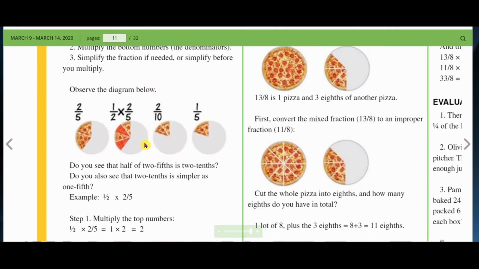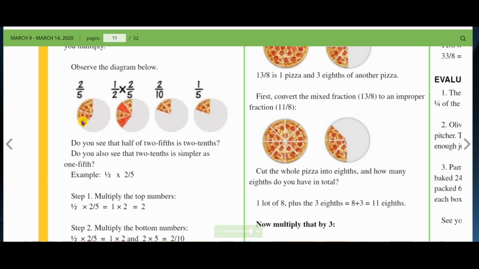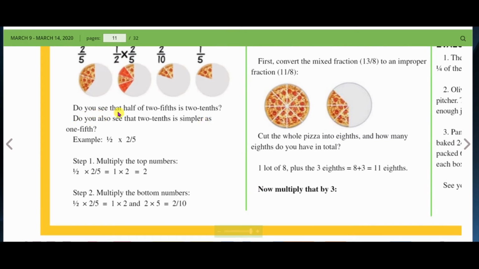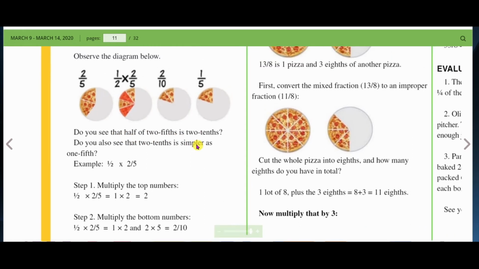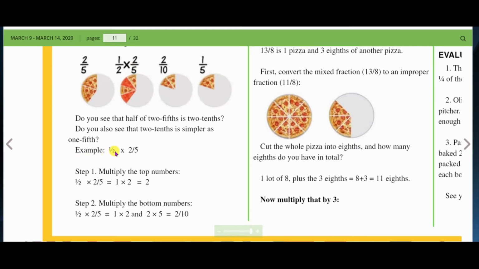Observe the diagram below. So we have 2/5, 2 parts out of 5. We have a half times 2/5, 2/10, 1/5. Do you see that a half of 2/5 is 2/10? Do you see that 2/10 is simpler as 1/5? So here we have 2/5, and a half of the 2/5 is 2/10. Example, a half times 2/5.